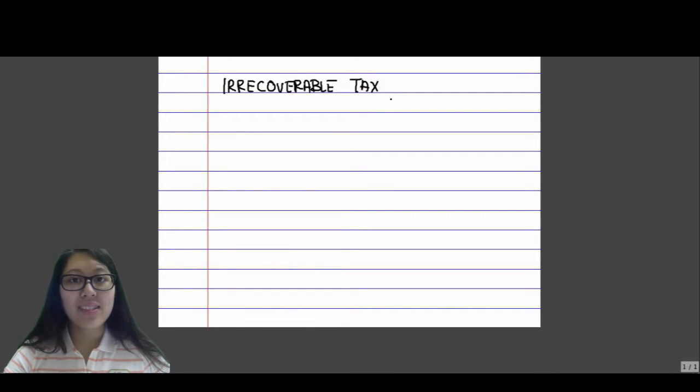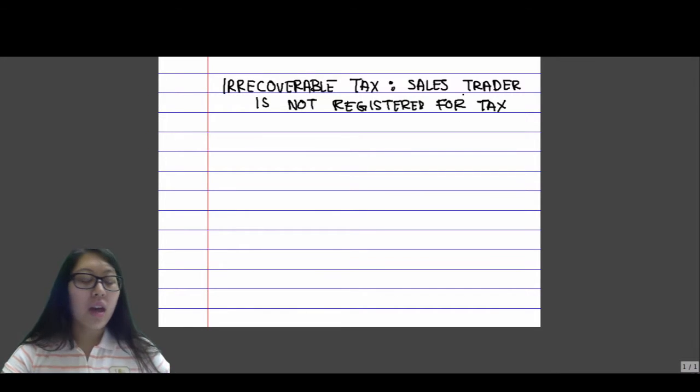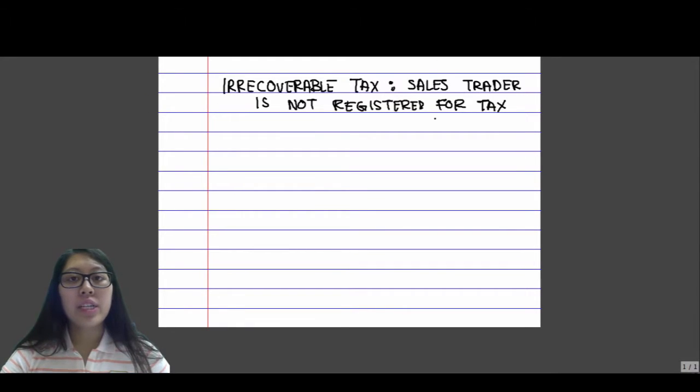So in certain scenarios, tax can be irrecoverable or recoverable. So what happens when tax is irrecoverable? Irrecoverable tax occurs when the sales trader is not registered for tax. So what it means is that they cannot recover the tax that they will have to pay or the tax that they are going to charge. So in this case, the double entry for this kind of sales trader is also going to be different.